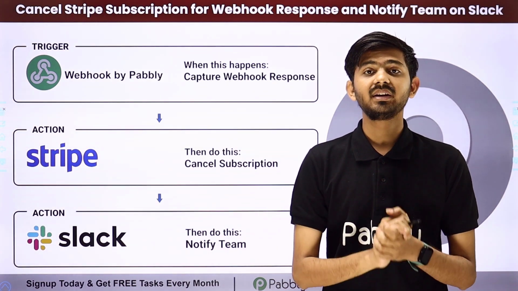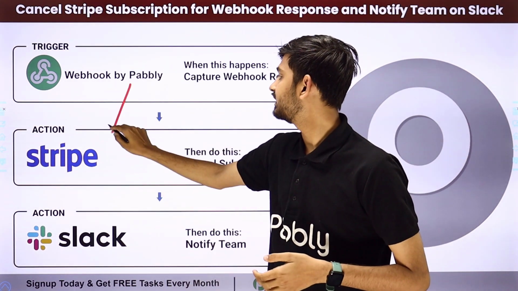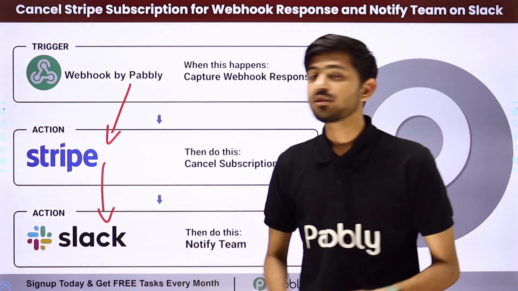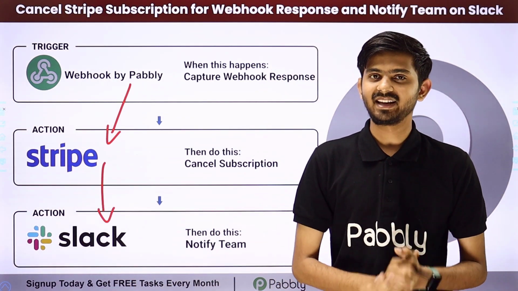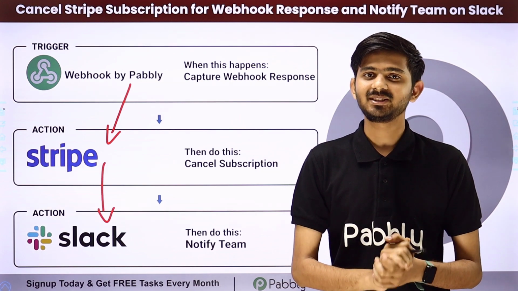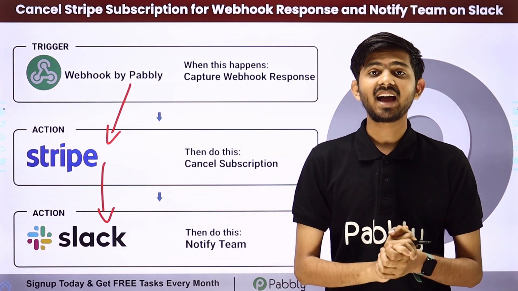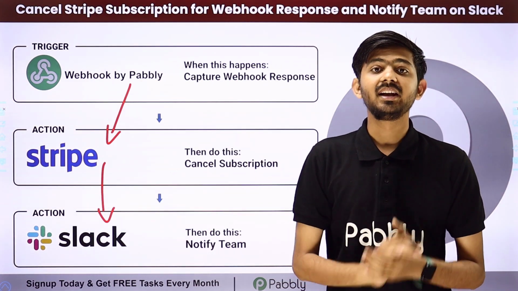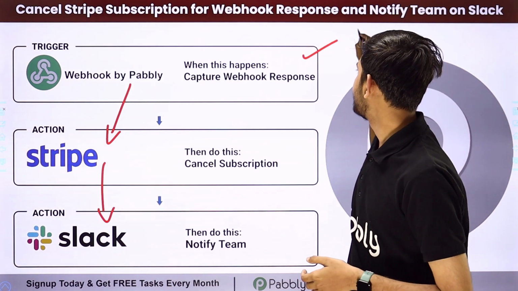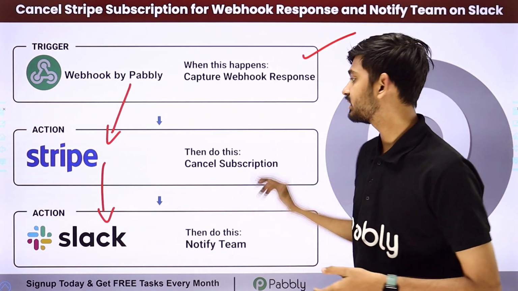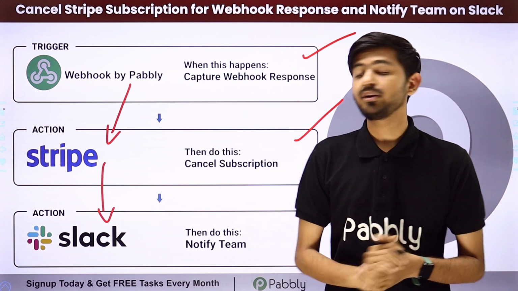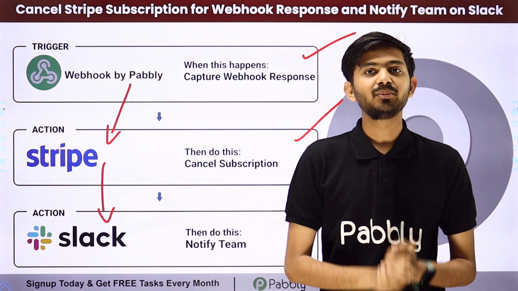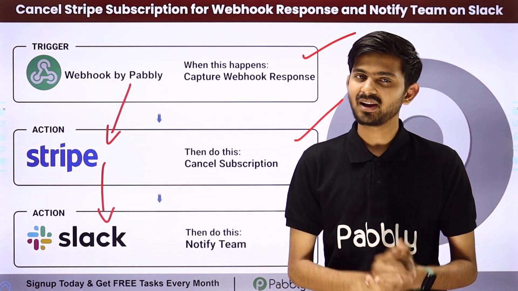So for that, I have to build a simple connection between Webhook by Pabbly, Stripe and Slack. For building this connection, I'm going to use Pabbly Connect, which is an amazing software for automation and integration. In Pabbly Connect, I have to use a trigger and action. In the trigger application, I'm going to use Webhook by Pabbly. In the action application, first I'm going to use Stripe and then Slack. So how am I going to build this connection? For that, let me take you to my computer screen.